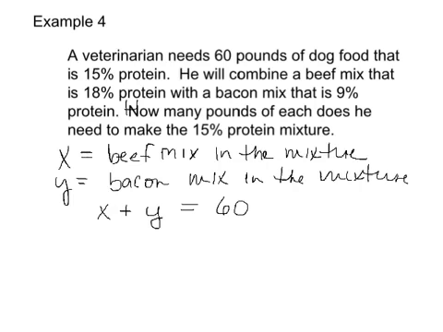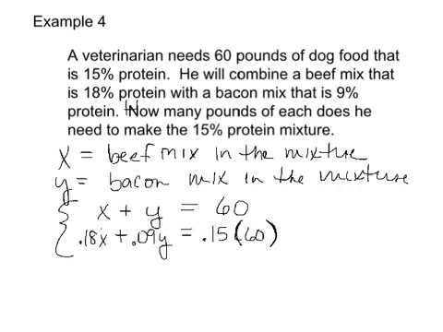Now, our solution has to be 15% protein. So 15% of that 60 has to be protein. x is beef. So what's our percentage of beef? 18x. Our percentage of bacon? 9y. So I have two equations, two unknowns. This is my system of equations.